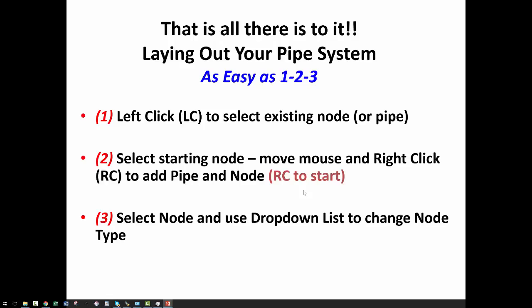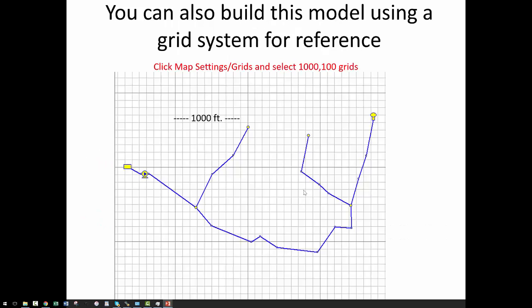So that's really the procedure that we have to go through. It's a very straightforward procedure, and one that a user can pick up in just a few minutes. We could have built this same system using a grid system for the reference. Here's a grid system that was superimposed on the piping system, and you can use this as a reference to lay out your pipe system by turning on these grids in your background.